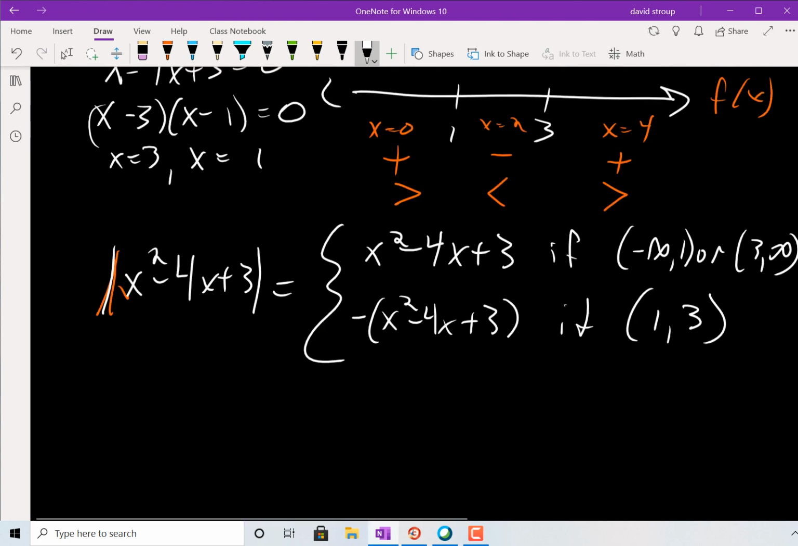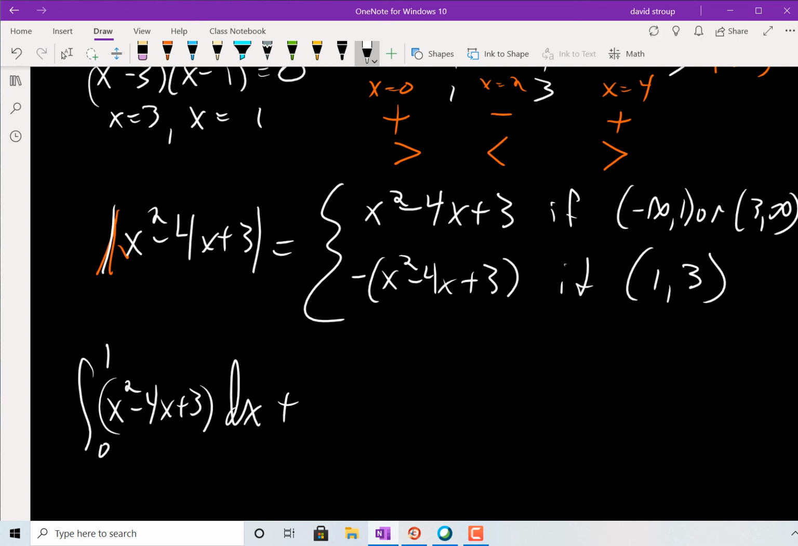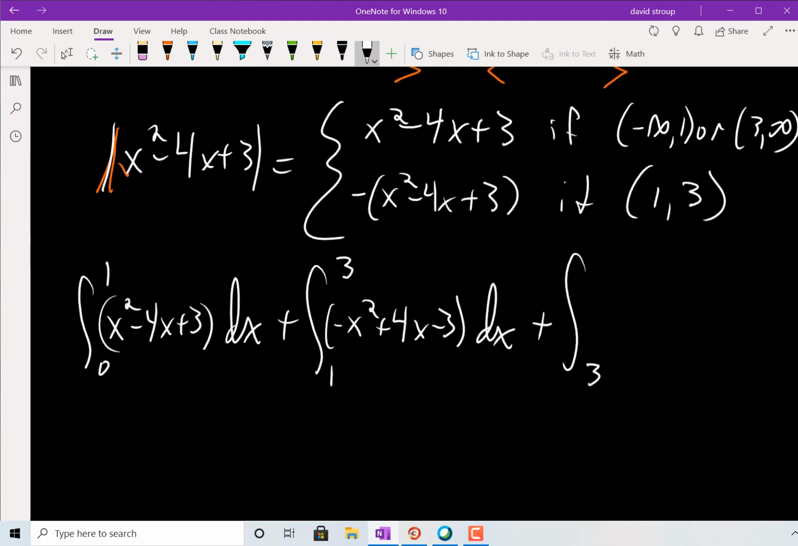Okay. So then you have to split up your integral accordingly for those. So you're going to go first from 0 to 1, and in that region you're using x squared minus 4x plus 3 dx. And then plus the integral from 1 to 3 of negative x squared plus 4x minus 3 dx. And then plus the integral from 3 to 4 of x squared minus 4x plus 3 dx. Okay, so that's how you would set it up, and then you just have to find antiderivatives.